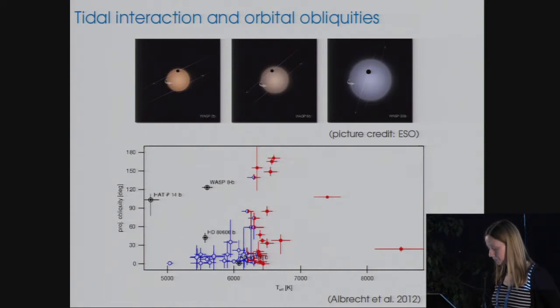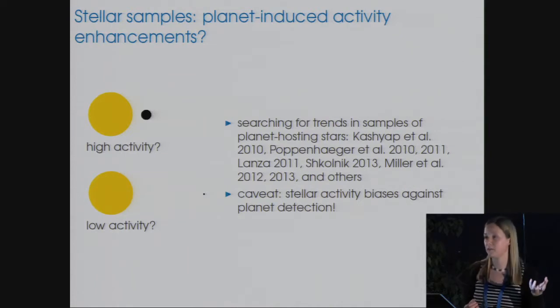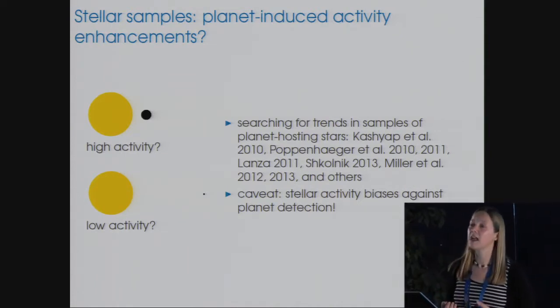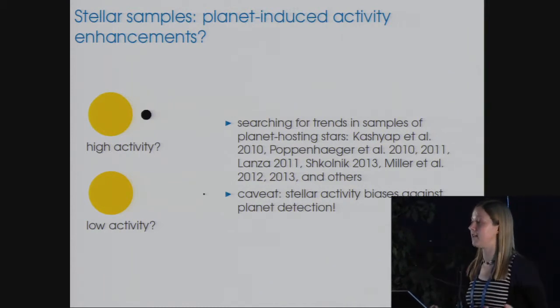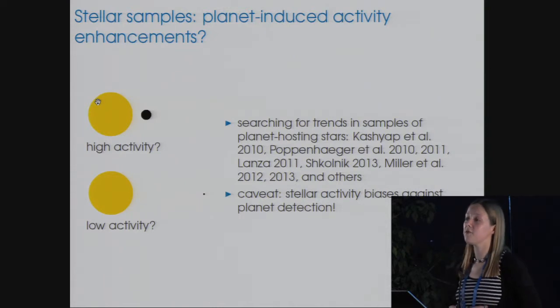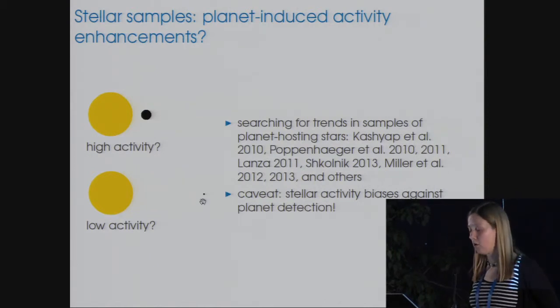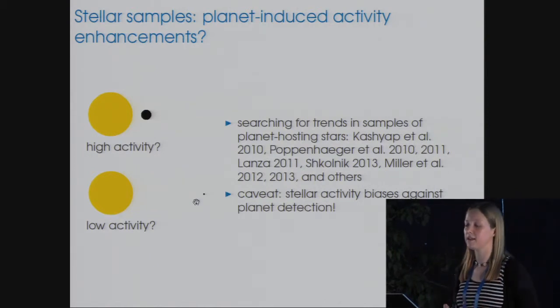So if the picture is a bit confusing on the individual system side, maybe we can work with samples of exoplanet hosting stars and look at magnetic activity effects and see if we can detect those maybe weak effects in large samples. So what we would expect here is that for systems like this, where we have massive planets in close-in orbits, we expect preferentially high activity of the host star, whereas for a system like this, where we have a small planet or a far-out planet, we expect them to be preferentially of lower activity than the other sample.